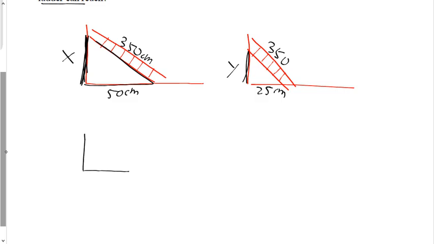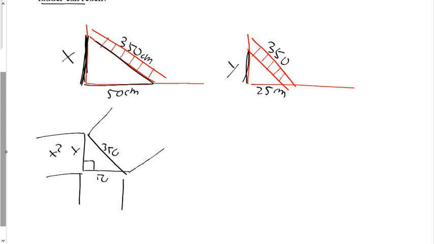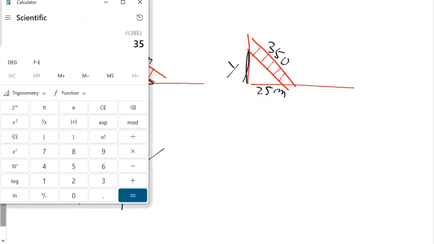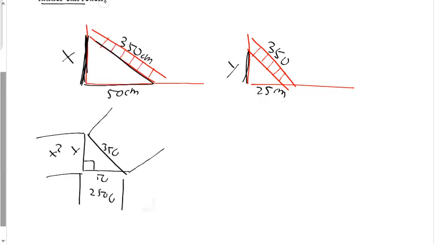I can redraw my triangle just to make it easier. x, 50, and 350. Attach my squares. x squared, 2,500, because 50 times 50 is going to be that square's area. 350 times 350. Ooh, that's a tough one. I don't know if I can do that in my head. 350 times 350 equals 122,500.